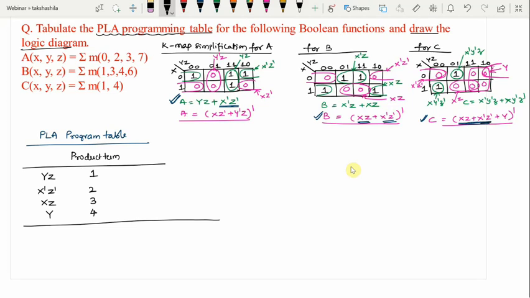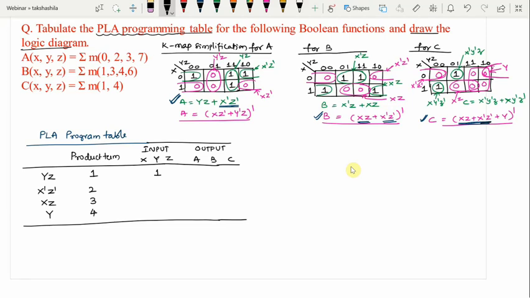And what is the second section? The second section is for the input to the AND gates. What are the inputs here? X, Y, Z are the inputs. That is the second section. What is the third section? The third section is for the output. The outputs are the functions. How many outputs are there here? We have three outputs, A, B and C. Three outputs.